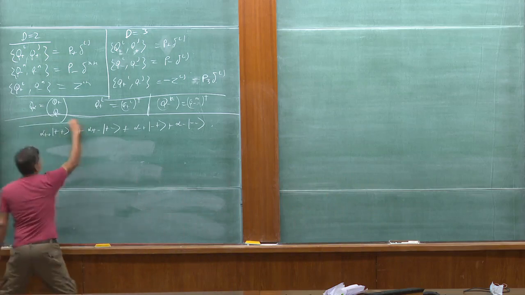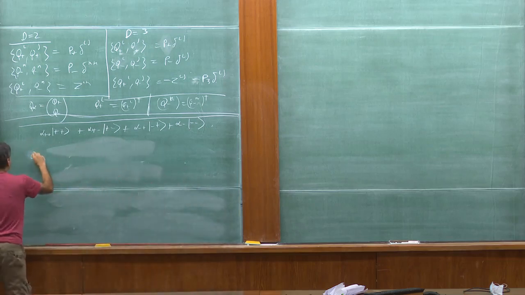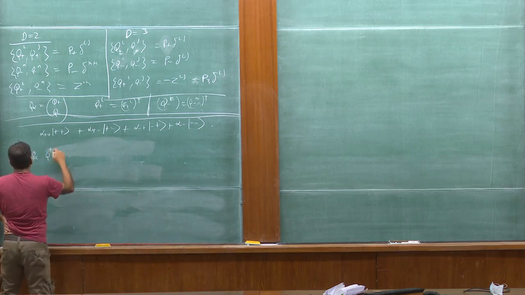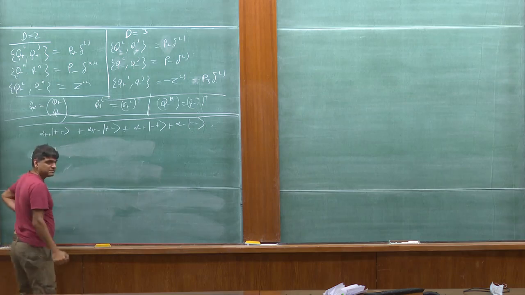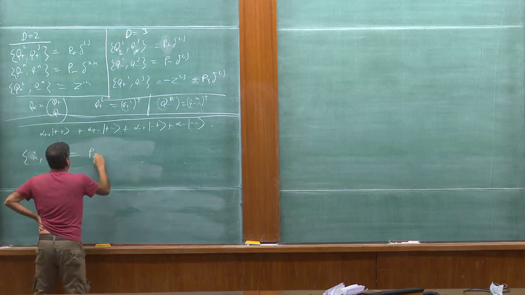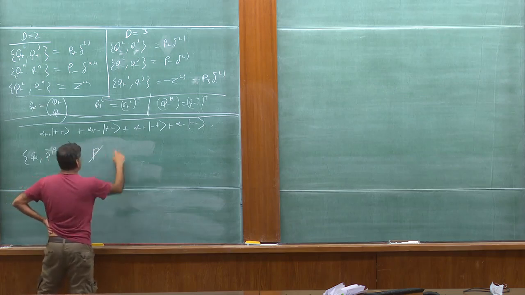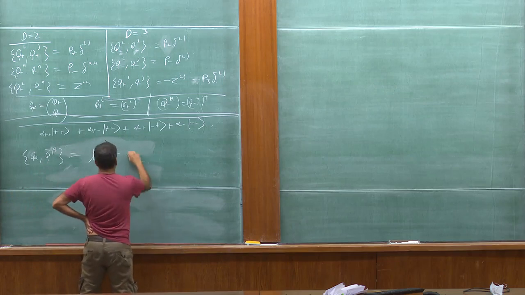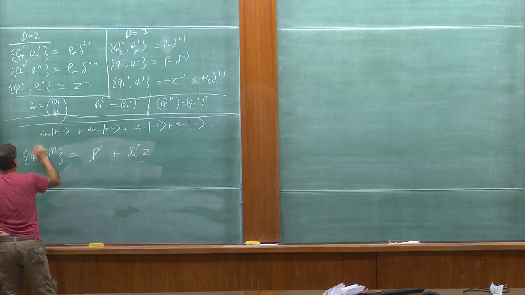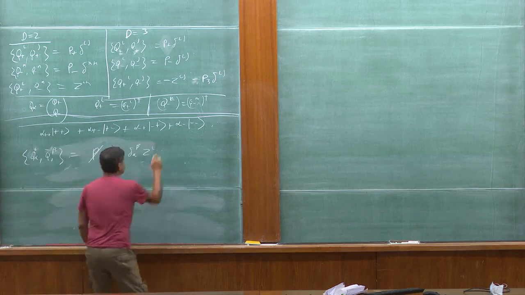So, okay, the algebra was what? Q alpha I, Q dagger, Q bar beta J, was equal to P alpha beta, P slash, plus delta alpha beta times Z, I, J. We'll keep upper and lower indices.